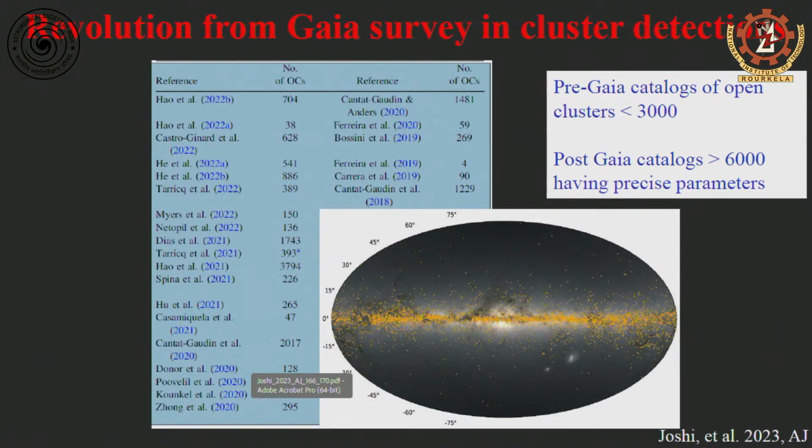So recently what we did, we have combined all these catalogs together and cross-identified them and found that there are more than 6,000 star clusters known. As you see in this diagram, this is the Gaia diagram of the Milky Way galaxy, and all the yellow dots are the star clusters. And from this diagram itself, you can see that these are nicely overplotted in the galactic disk. Most of the star clusters, in fact, are in the galactic disk.